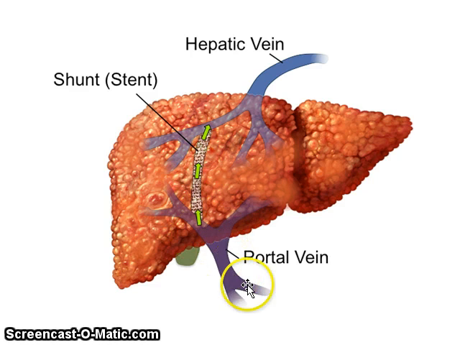Here's the portal system, here's the systemic system, and you are creating a shunt that shunts the blood from the portal system to the systemic system. This is the creation of a tract through the liver between the portal and hepatic veins. Then the portal circulation can flow through this shunt to the systemic circulation, or to the hepatic vein, to the inferior vena cava.